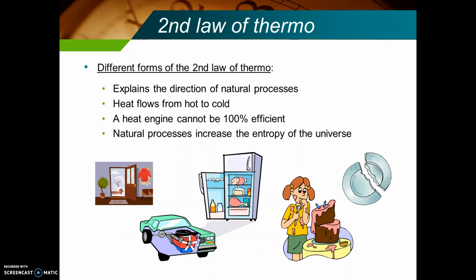Okay, so we're now going to look at the second law of thermodynamics. The second law of thermodynamics can also be said in a variety of different ways. But in general, the second law explains the direction of natural processes. That means it tells us what is going to happen in our universe. There are some natural things that happen, and we're going to go through each of these three in detail in future slides. So I'll talk about them then.